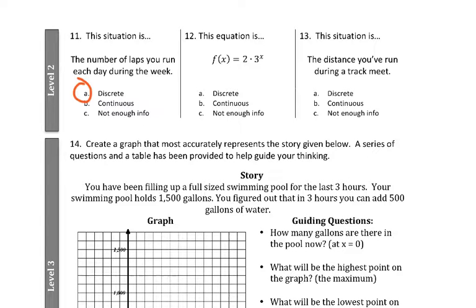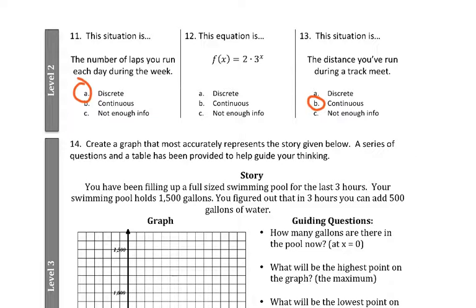Where the situation over here, question 13, says the distance you've run during a track meet. Well, if you've run a certain amount of distance and you're going to measure that distance, that's going to be continuous because the information could take any value within a set interval. You could run a foot or half a foot or a couple inches, whatever. The information you're collecting is continuous. It could take any value within there.